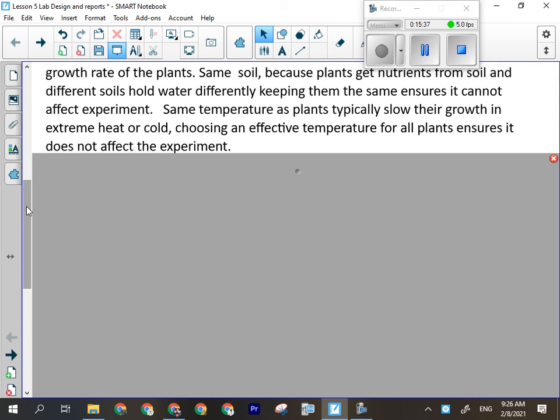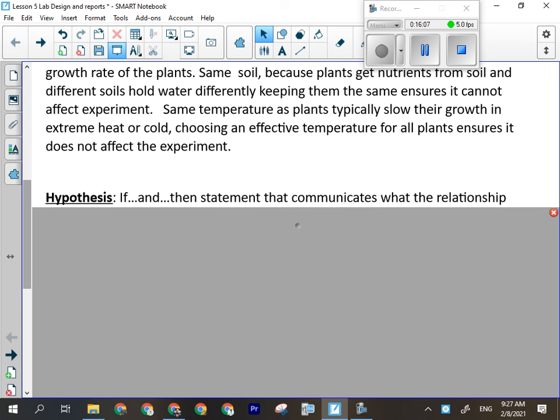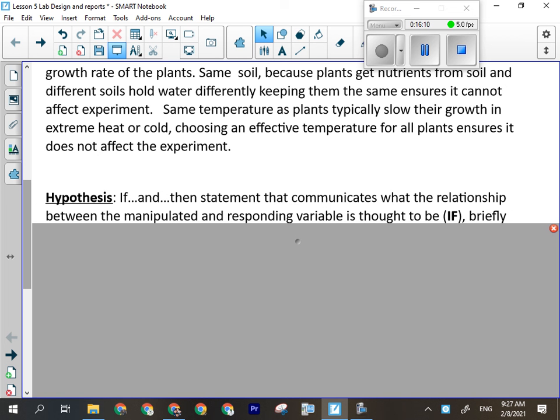Here's what I think is the cause of this problem. This is how I'm going to test it, and here are my results if I'm right. That's where you're setting yourself up to be either right or wrong. I think this is the cause, this is how I'm going to test it, this will be the result. So if this is true, and I do this, then this will happen. It's a hypothetical deductive statement. That's where hypothesis comes from. So, an if, and, then statement that communicates what the relationship is between the manipulated and responding variable.